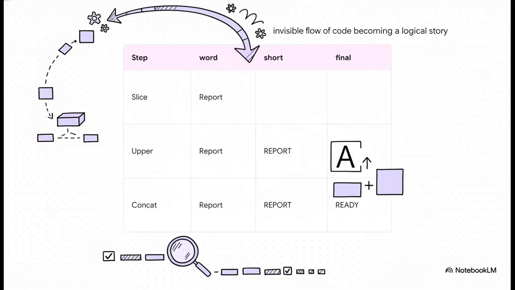So we start with the title Annual Report 2026. Next, we slice it, and the new variable word holds report. Then we use the upper method, so our short variable holds REPORT in all caps. Finally, we concatenate, creating final_text, which equals REPORT_READY. Tracing it step by step like this just ensures your program does exactly what you intend.